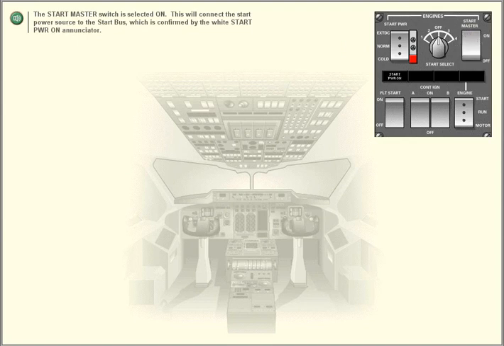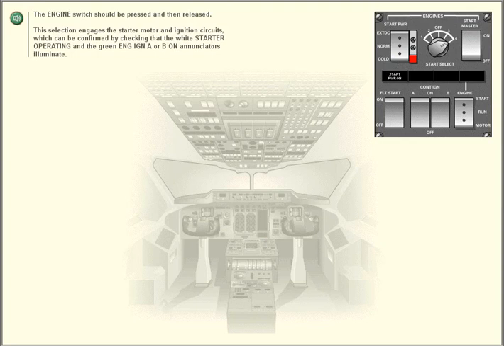This will connect the start power source to the start bus, which is confirmed by the white Start Power On annunciator. The Start Select switch is rotated to the first engine to be started, which is normally number 4. The engine switch should be pressed and then released.